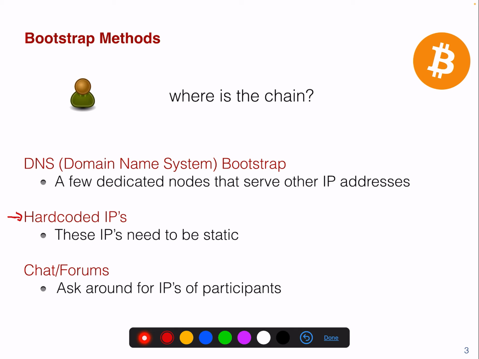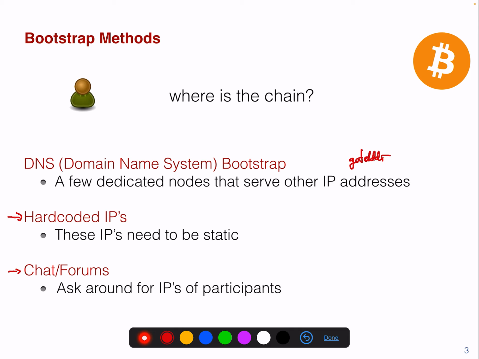You can also add some DNS bootstrap, so you can have a few dedicated domain names that serve other IP addresses. For example, there's CPA, so this is Peter Wheeler. He's offering a DNS bootstrap service in the Bitcoin client. So if you connect to this DNS address and you ask him for a getaddr function, you will get a few addresses from his particular address. And what you can also do is you can go to chat or forums and ask around for IP addresses of other participants.